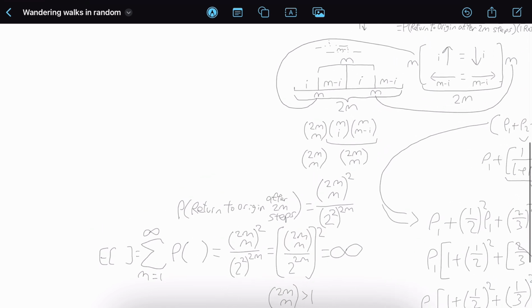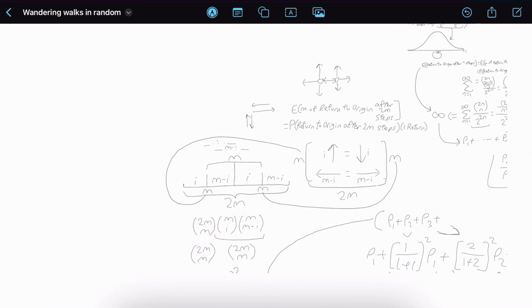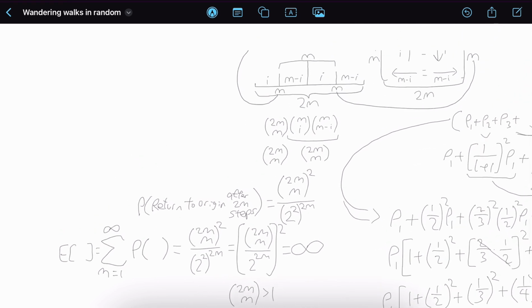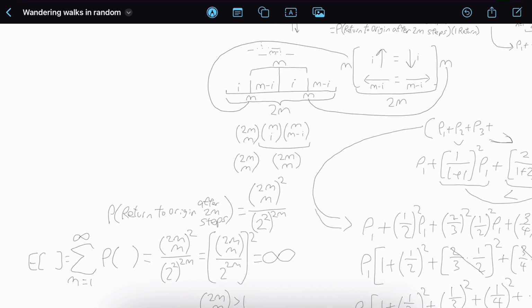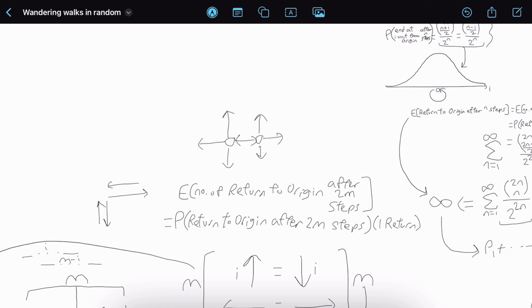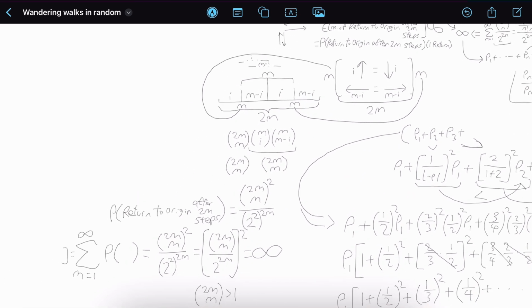Hereafter, we want to find the expected number of returns in the two-dimensional case after 2m steps. And through this calculation here, with this explanation, we find that the expected number of returns to the origin in the 2D case is also infinity. So that is what we have found from what we have calculated below.